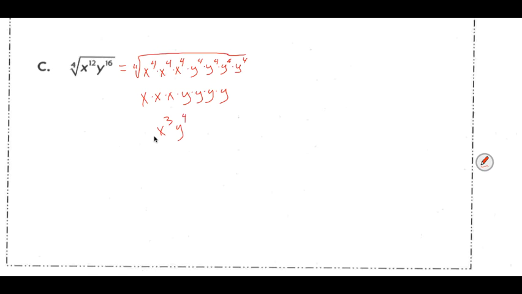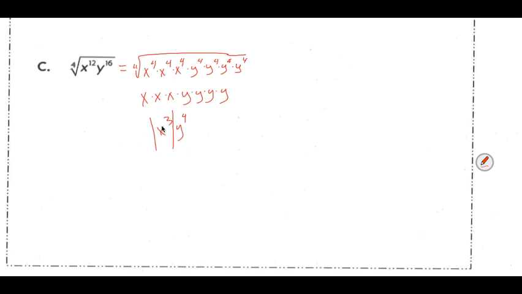Now, the last thing you need to decide is whether or not you're going to use absolute values. It's an even root, so there's a chance we need to use absolute values. I'm only going to put them around x cubed, though, because that's the only part that has a shot of being negative. Y to the 4th will be positive. X cubed, we're going to have to kind of force it to be positive. So we'll put absolute values around it.